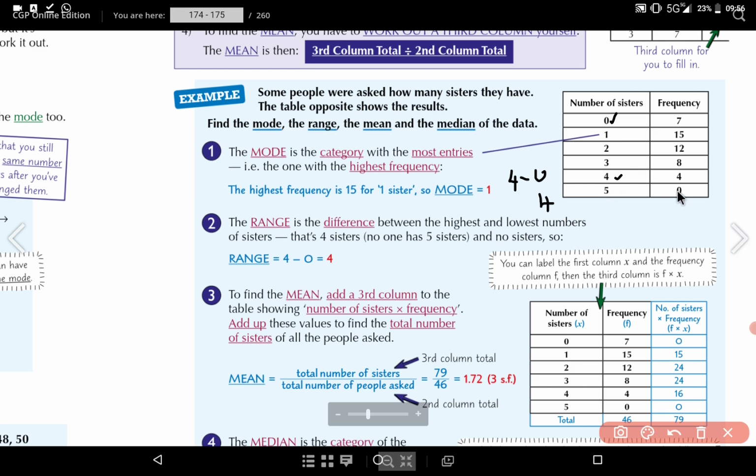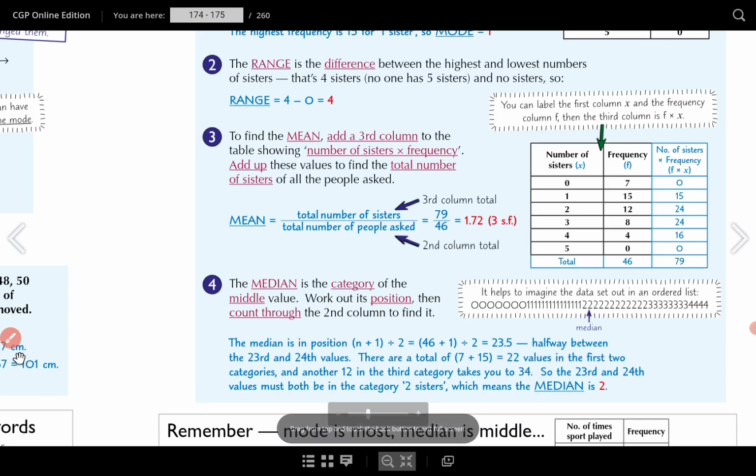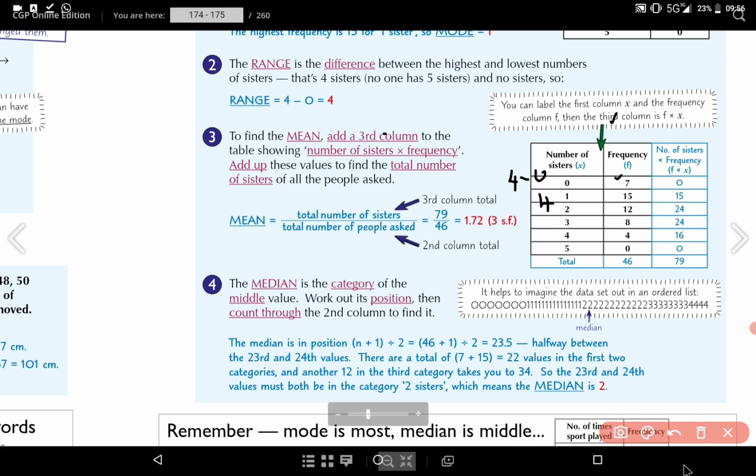Now to find the mean, you need to finish the table. You need to add the second column to the table, and once you add the second column, we call this table frequency times x. We call this table frequency multiplied by x because the numbers here are called x, and this is the frequency.